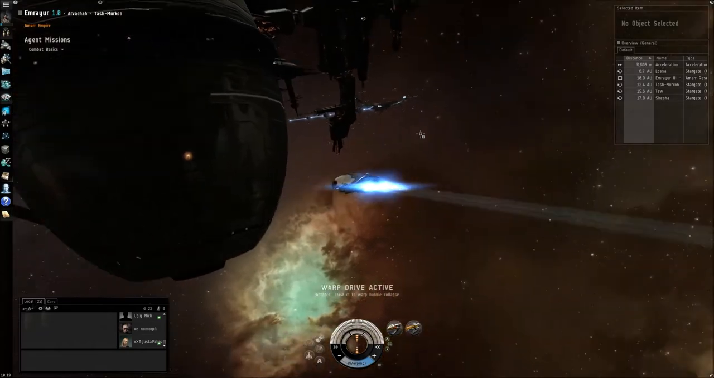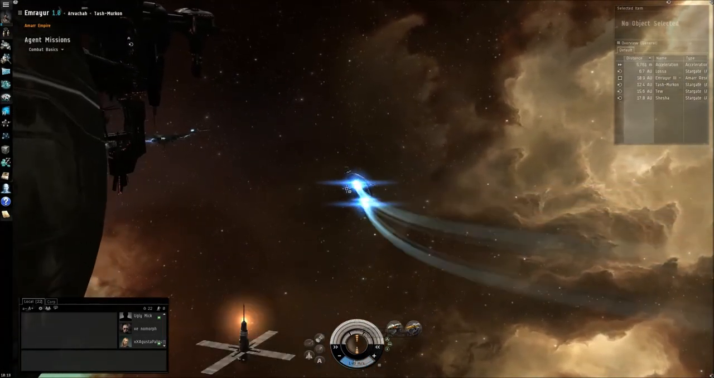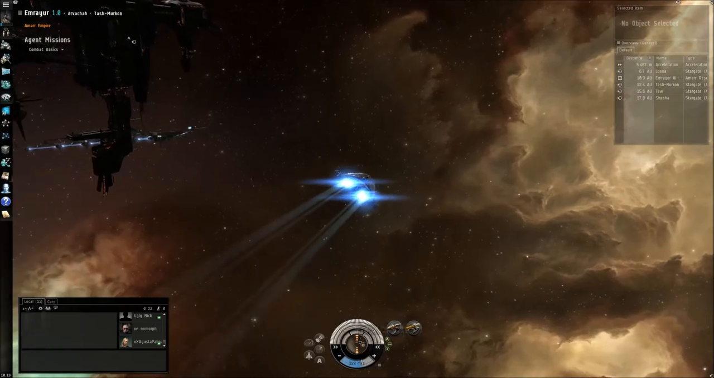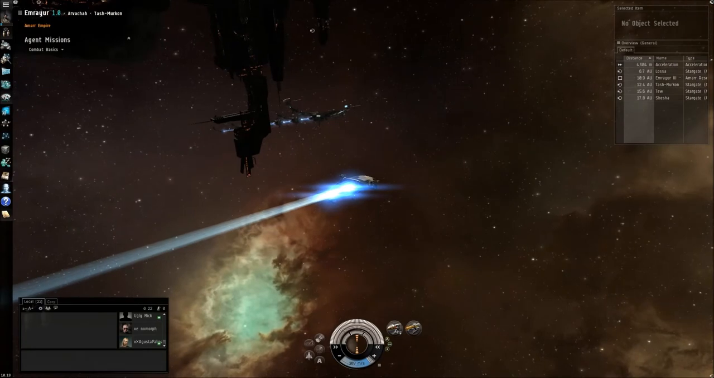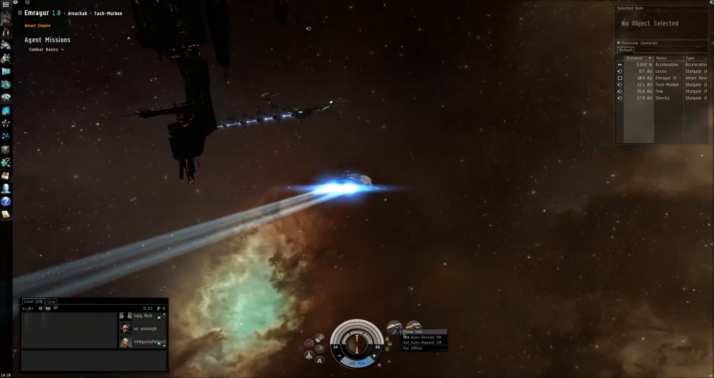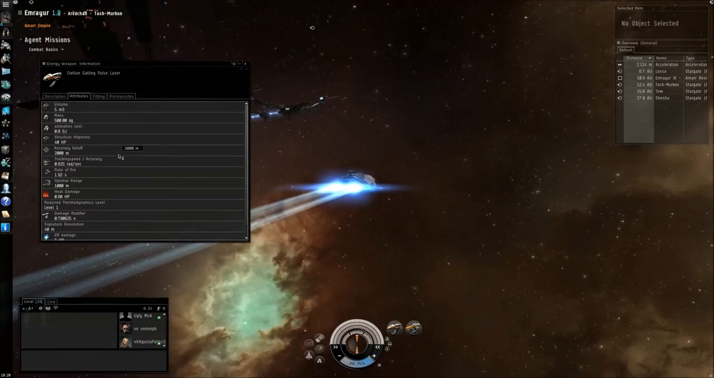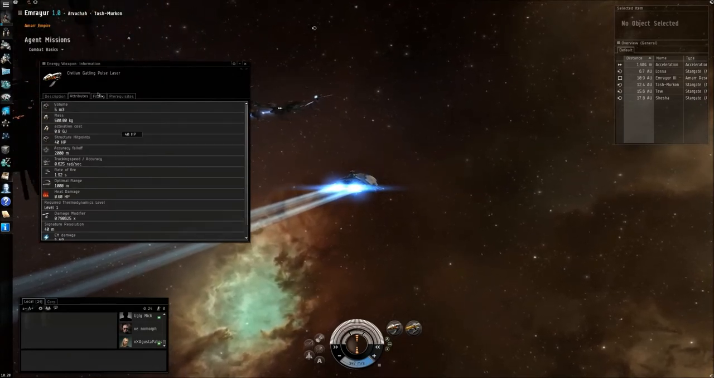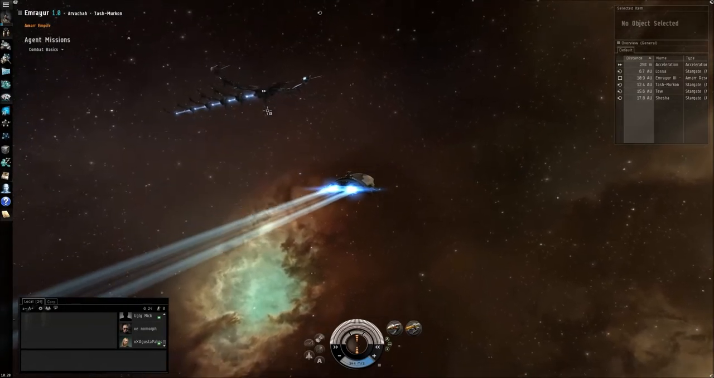Now this is the next feature we'll actually show off. A lot of modules use something called capacitor. And this is pretty much the energy that they require to use it. So for instance, our Gatling laser here is a laser weapon. And it uses, say, how much capacitor it uses. Actually, this probably doesn't do anything because it's a new weapon.